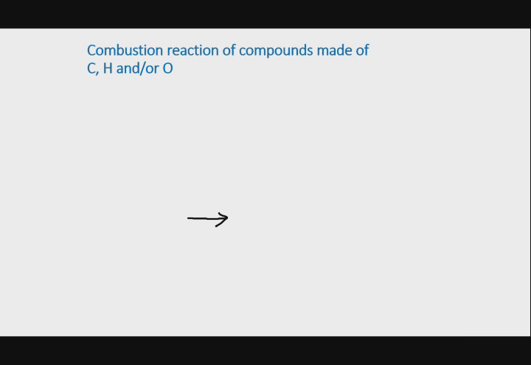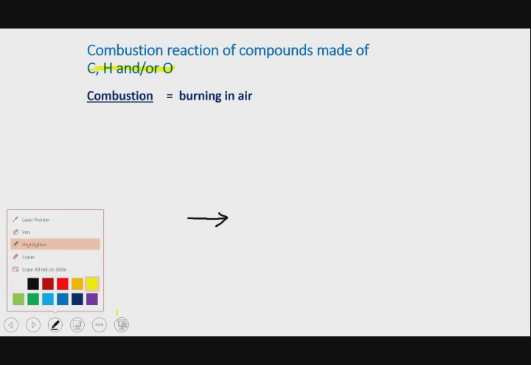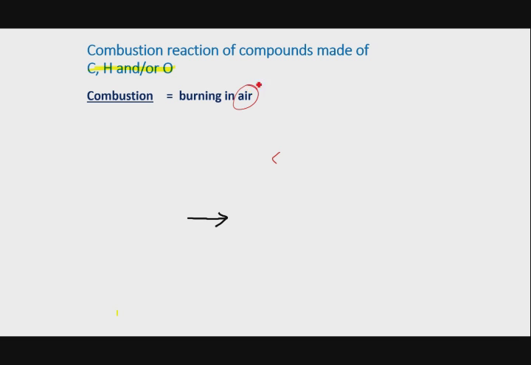But as far as combustion reaction is concerned, and this is something you need to note, specifically for compounds that are made up of carbon, hydrogen, and or oxygen. Only for those, and those are the specific ones we will deal with in this session. Combustion reaction itself means burning in air. And when we say air, we are really saying oxygen. In other words, we are talking about oxygen gas, which is O2, free oxygen, stable oxygen that exists in air.